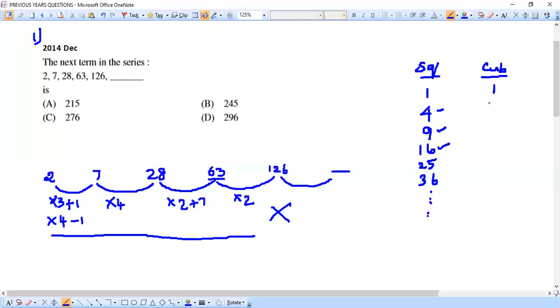What is 2 cube now? 2 cube will be 2 into 2 into 2. So this will be 8. So 3 cube will be 3 into 3 into 3, which will be 27. Remember, all these things we have already seen here.